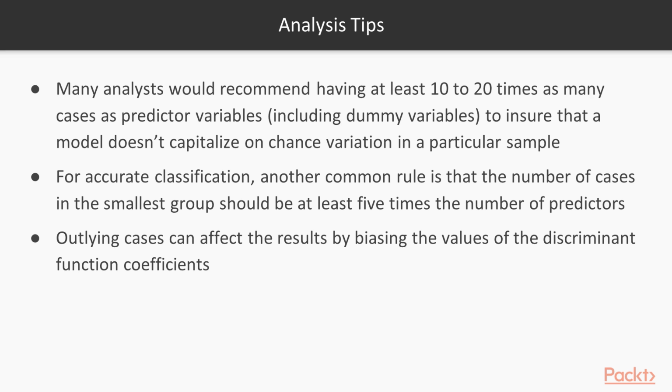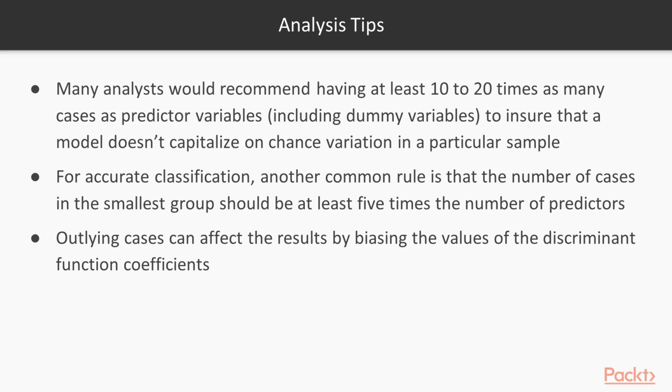Now, in terms of some additional tips for working with discriminant analysis, many analysts would recommend that you want to have at least 10 to 20 times as many cases as predictor variables. And again, you're doing this so that you're less likely to capitalize on chance. Another tip is that the number of cases in the smallest group should be at least 5 times the number of predictors. And again, we're just trying to make sure that we have enough cases so that we have a relatively stable solution and we're less likely to capitalize on chance.